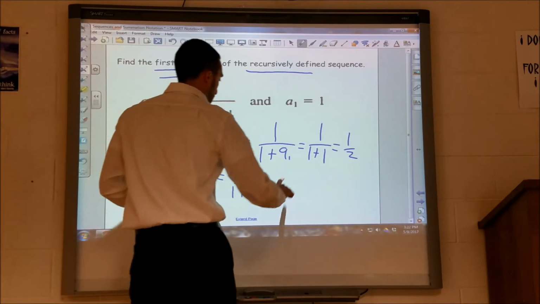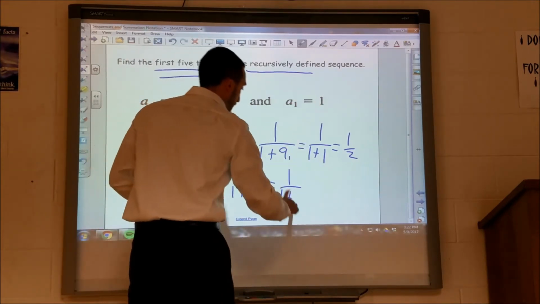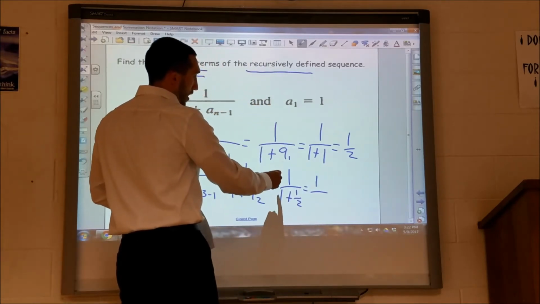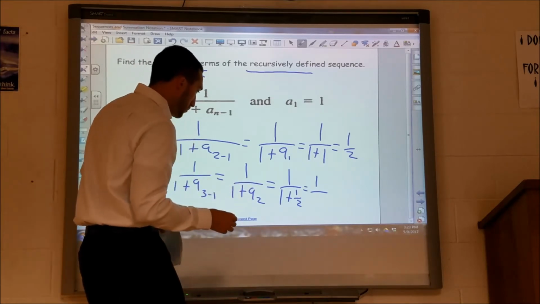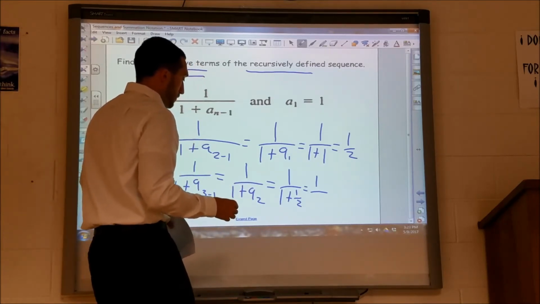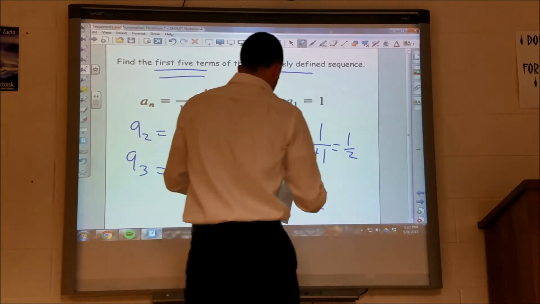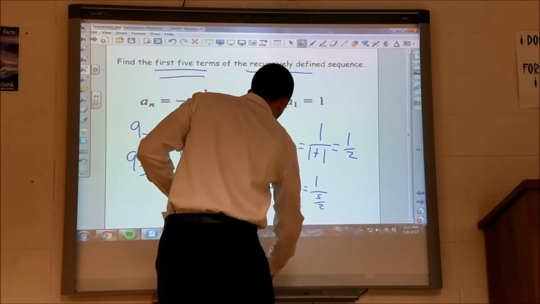And if I simplify 1 over 1 plus, well, a sub 2 was 1/2. So that's 1 over, well, 1 plus 1/2 is going to simplify to 3 halves. Sorry, that should be 3 halves.